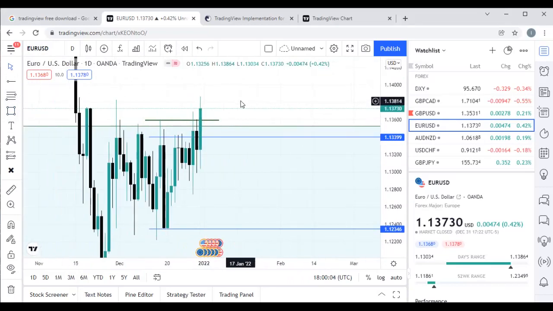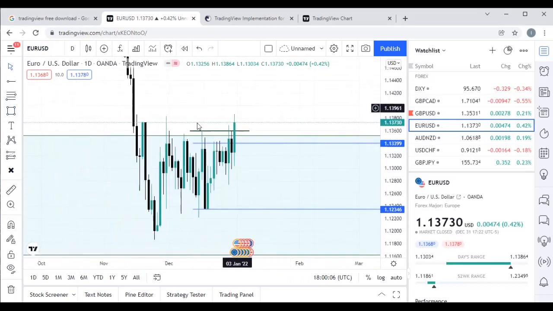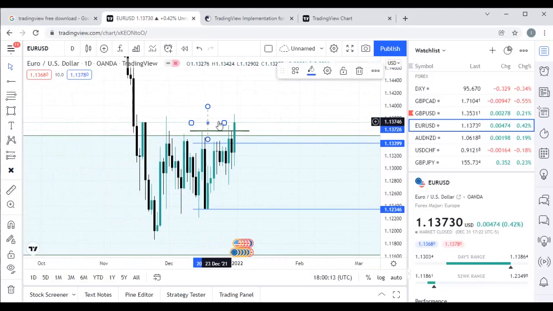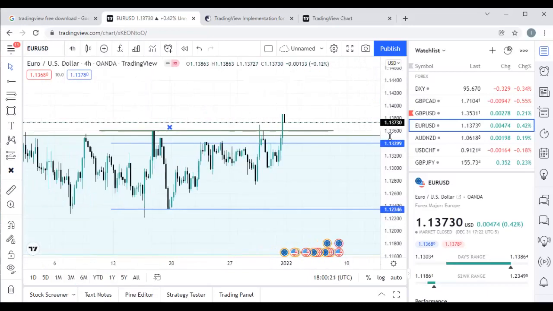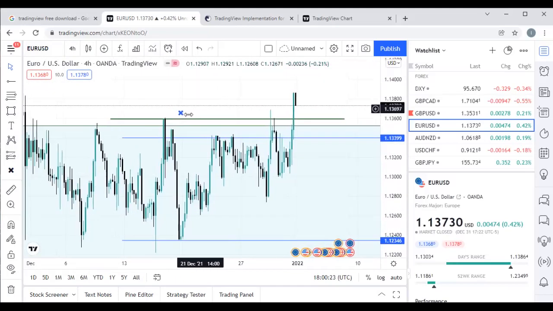If you go back to our 4 hour, you will see very clearly. I saw this particular candle being taken out here. When I saw this particular candle being taken out, I now went to my smaller time frame. Now let's go to our 4 hour. Now you can see what they actually did here. Now they've actually taken out this.